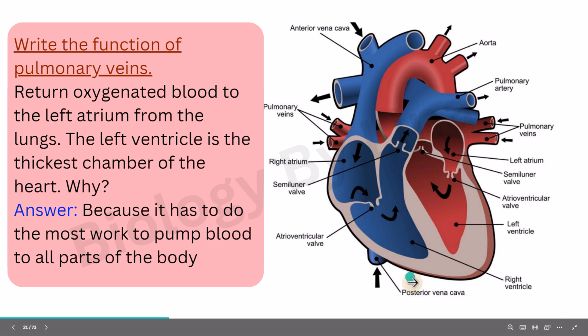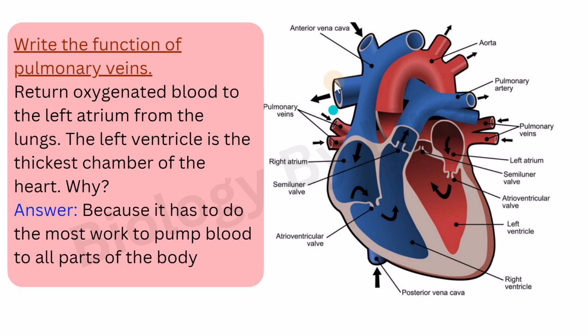So in the left side of the heart and in the right side of the heart, how many blood vessels do we have in the right side of the heart? 1, 2, and 3. How many blood vessels in the left side of the heart? We have 1, 2, 3, 4, 5.